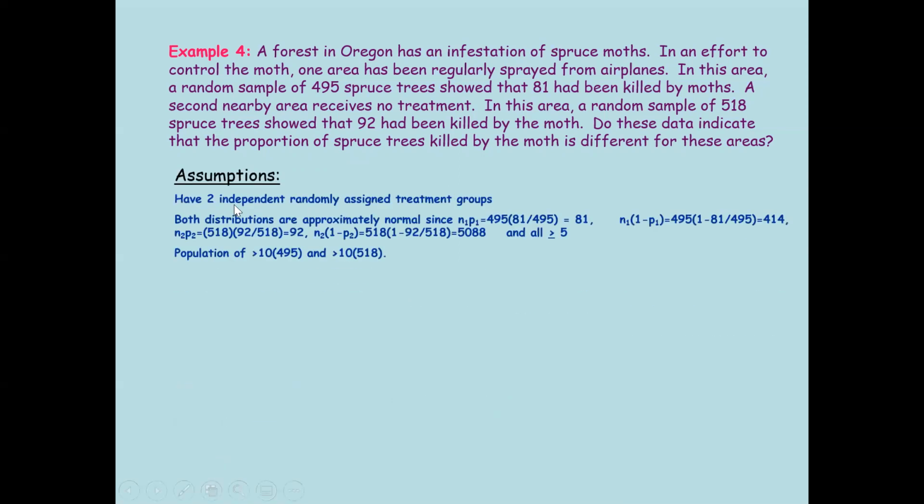So assumptions are, yes, I have two independent randomly assigned treatment groups. I need to check all my numbers here: n1 times p1, so 495 times 81 out of 495 equals 81. n1 times (1 minus p1): 495 times (1 minus 81 out of 495) equals 414, and so forth. Check the same thing for my second sample, and everything is above 5. Check that your population is 10 times your sample sizes, and yes, if we're talking about the number of trees, we can definitely say that we're going to have more than 5,180 trees.